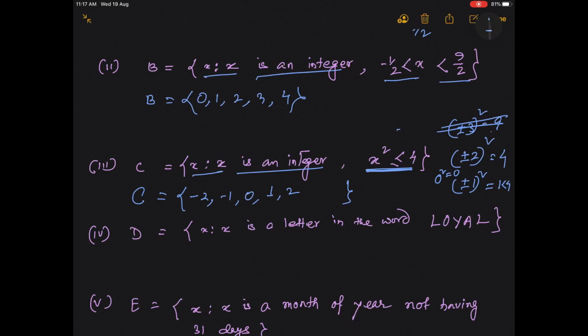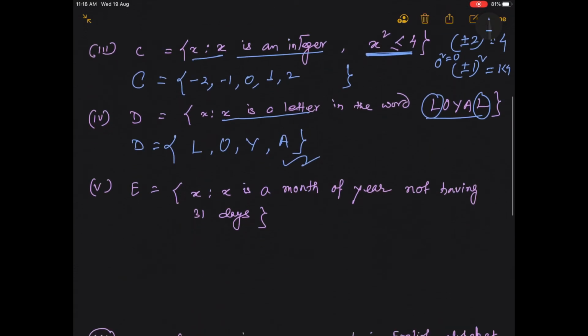Then in the next set D, x is a letter in the word loyal. So what are the elements in this word? L, O, Y and A. We are not going to write the same letter twice. That is the required set.